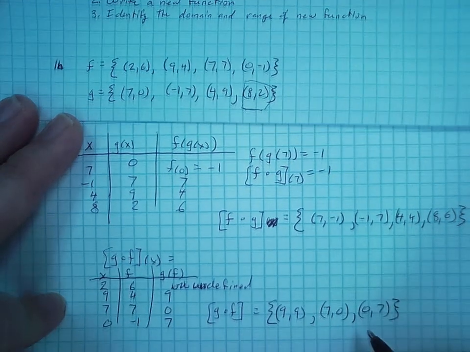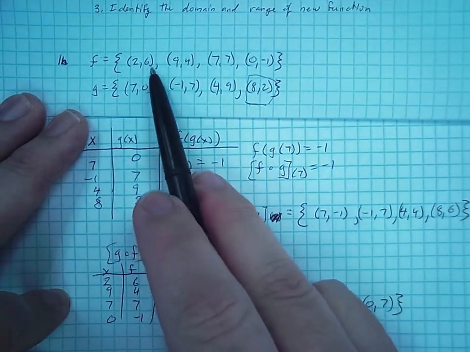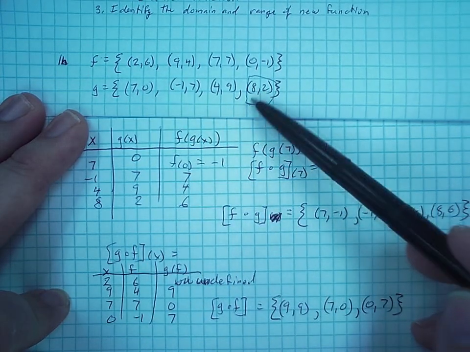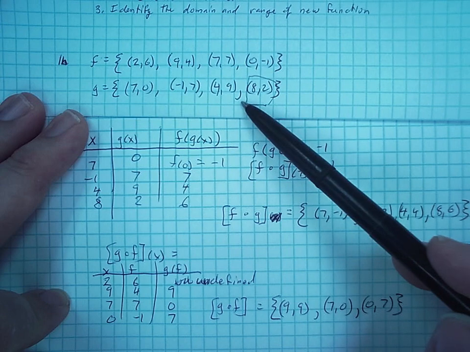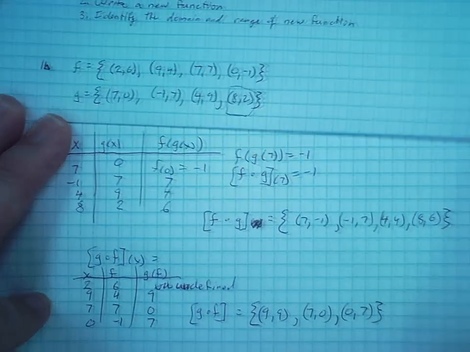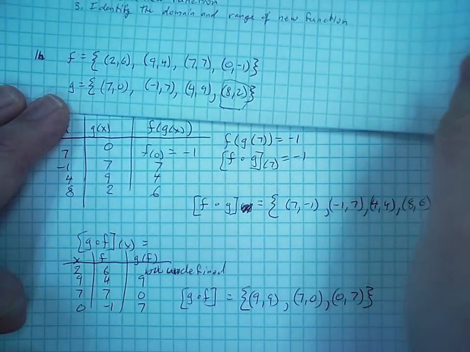It's only got 3 points because (2, 6) didn't work. I couldn't stick the 6 in. Also, this (8, 2), there's no answer for f that gives me 8. So this point never gets used either. And this is what brings us back around to our third point.